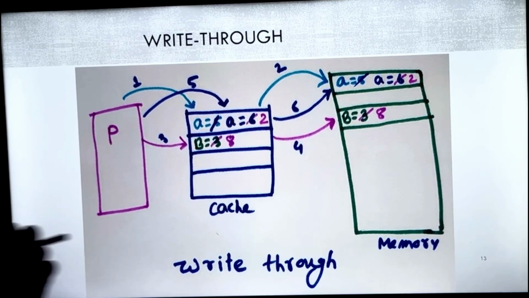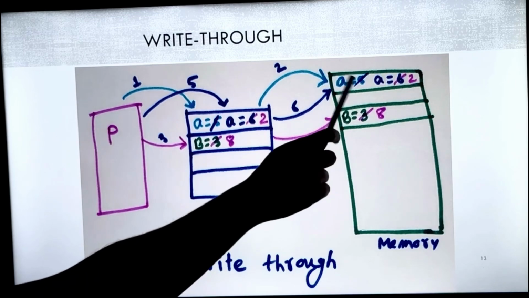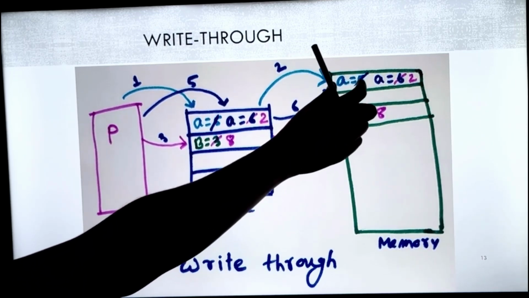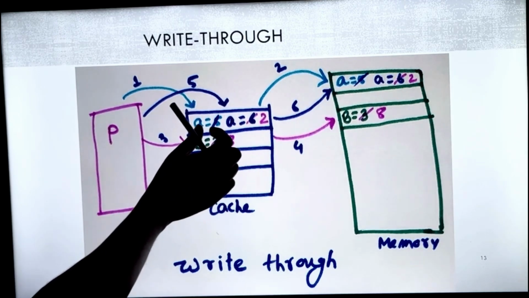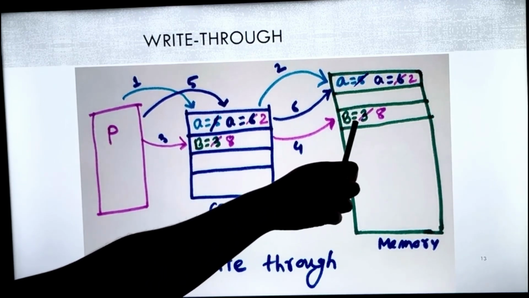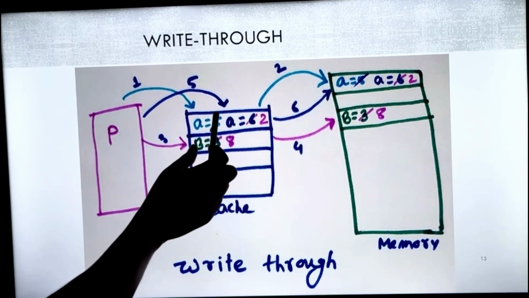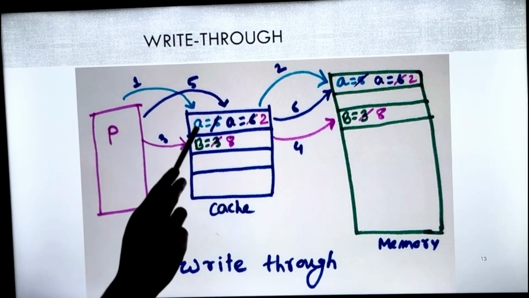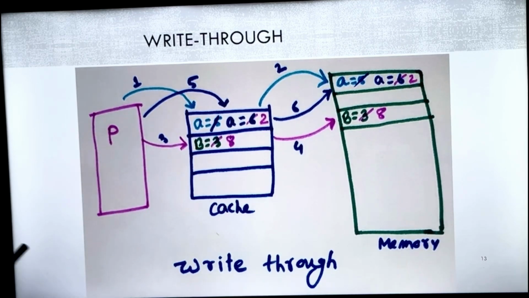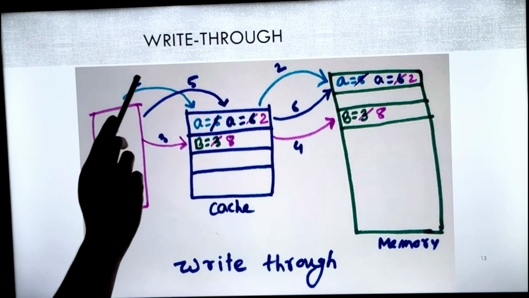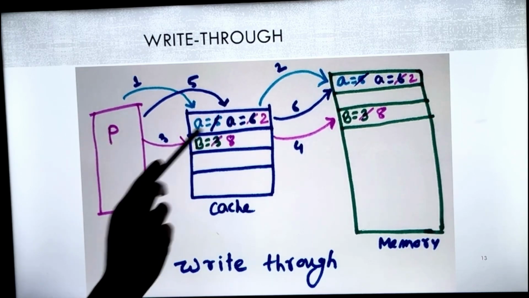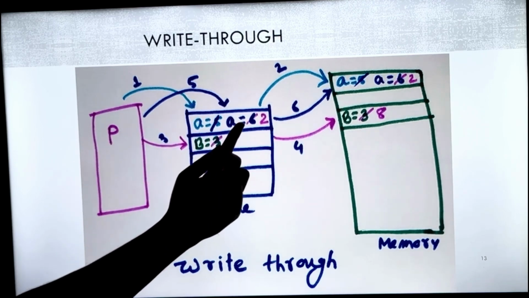How does it deal with this? Suppose this is my main memory, where this block has a equals 5. This is the information, a equals 5. And the same information I have copied to my cache also, a equals 5. And here I have b equals 3, the same information I kept here, b equals 3. No problem. Now the processor wants to read a equals 5. If it wants to read, there is no issue. Suppose the processor asks for a change, to make a equals 6 from a equals 5. Then what will you do?